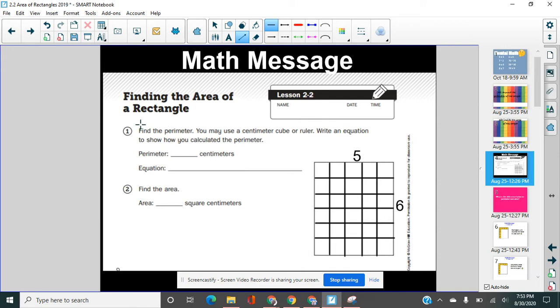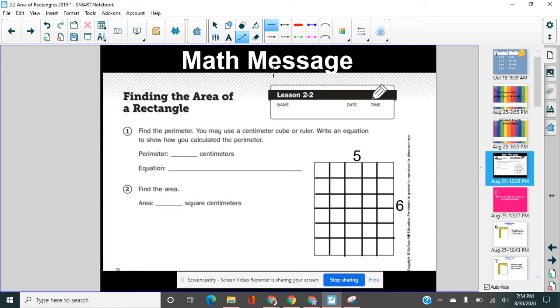So take a look at this one. First thing I want us to do is to find the perimeter. So look at this shape. It is 5 units or centimeters wide and 6 units long. You've learned about perimeter before. What would the perimeter of that shape be?